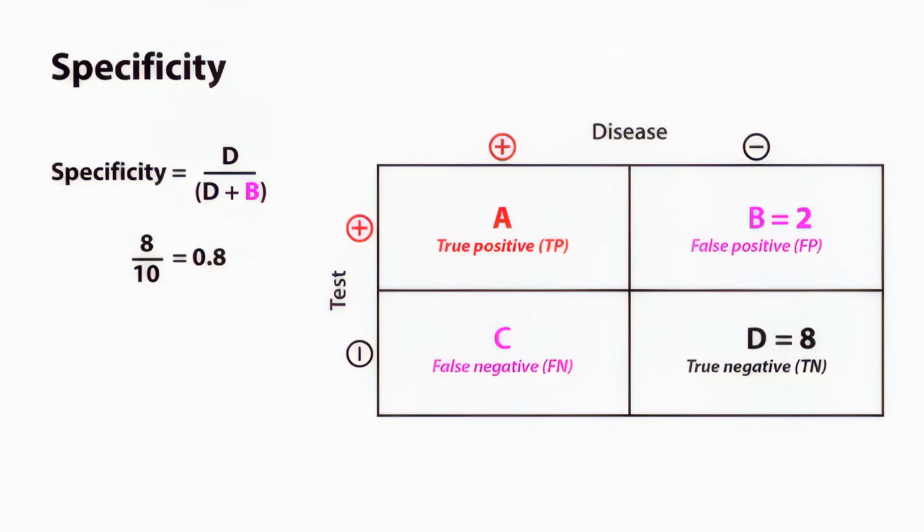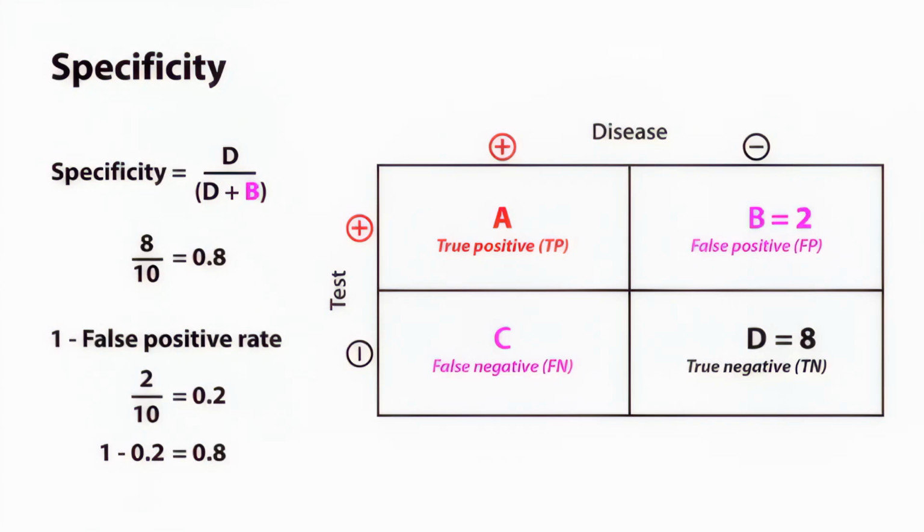Another way to calculate this specificity is 1 minus the false positive rate. The false positive rate is the number of false positives, in this case 2, over the total false positives plus true negatives, in this case 10. So 2 over 10 would be 0.2. So the specificity would be 1 minus 0.2, which is 0.8 or 80%.